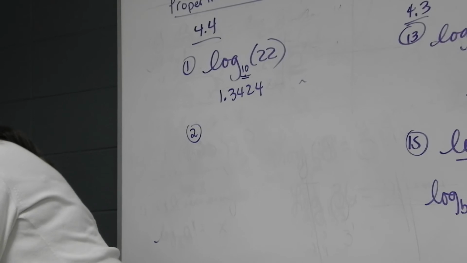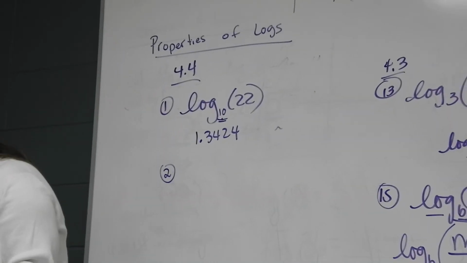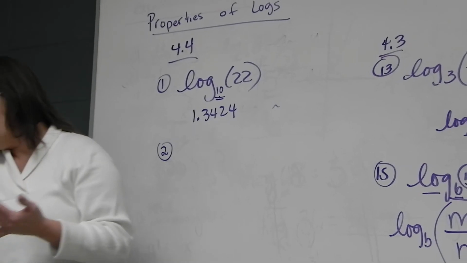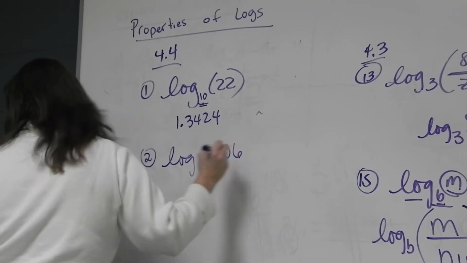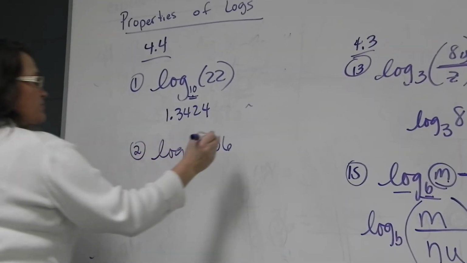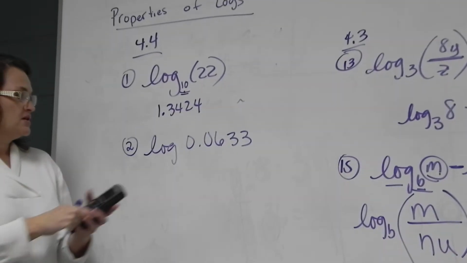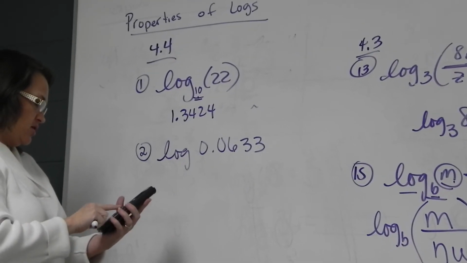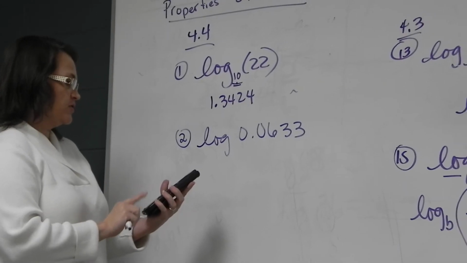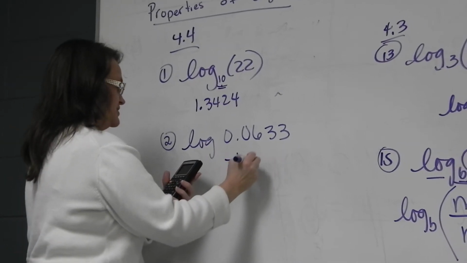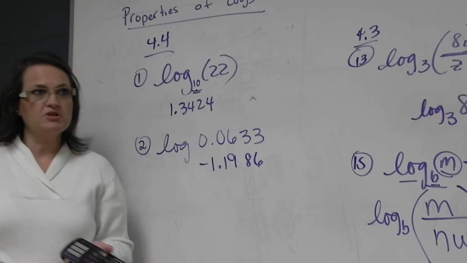Okay, number 2. Again, doing a log problem, and it's called the common log. Log of 0.0633. So again, it's assumed to be base 10. So I can just hit my regular log button. You know, I'm going to have to tell you what to do when they're not base 10 in just a minute, aren't I? Okay, to 4 decimal places.